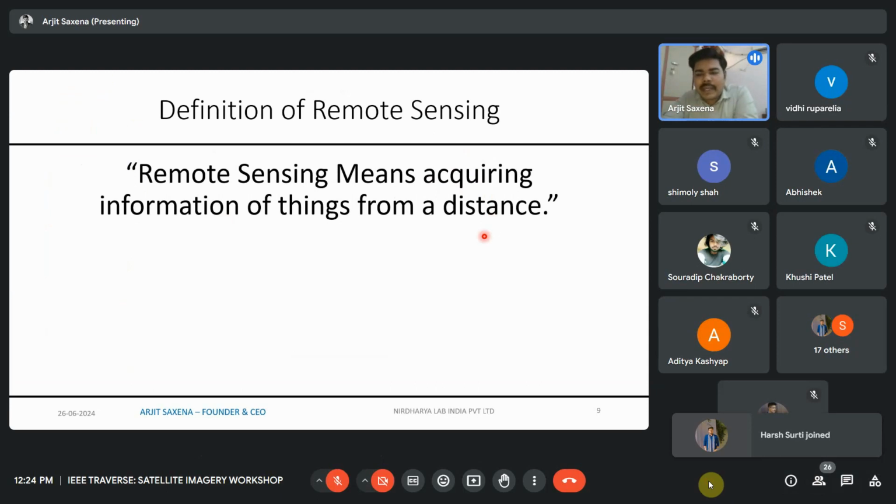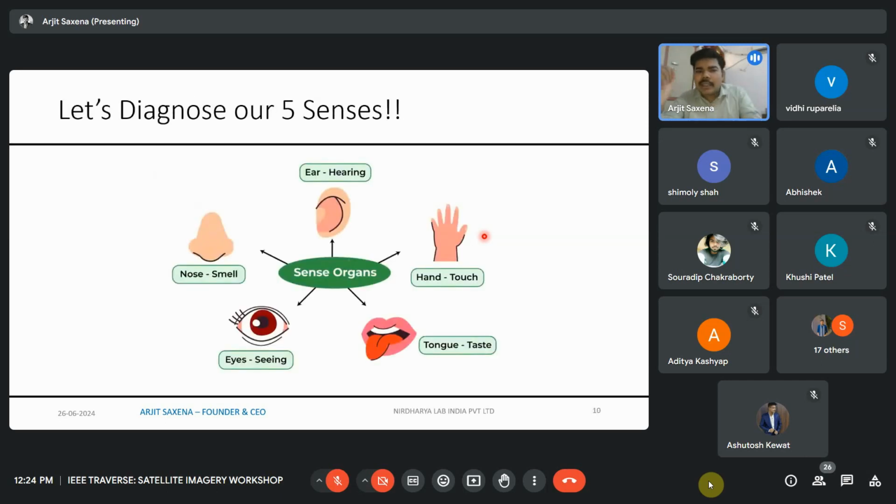Like what is the distance? 60 centimeters, 20 centimeters, 1 kilometer, 1,000 kilometers? This we have to clear. Just wait and watch. But before that, just see yourself.